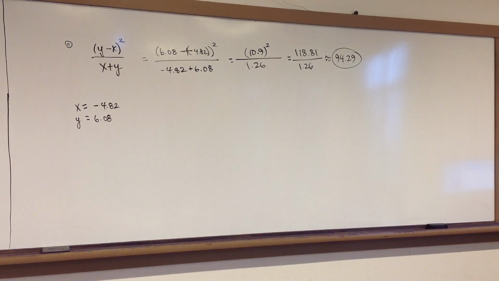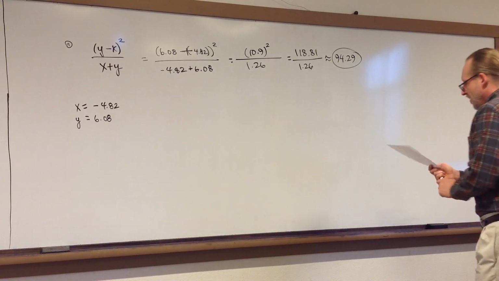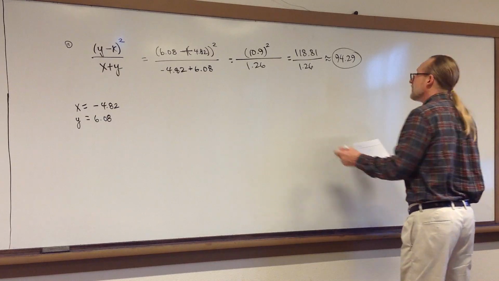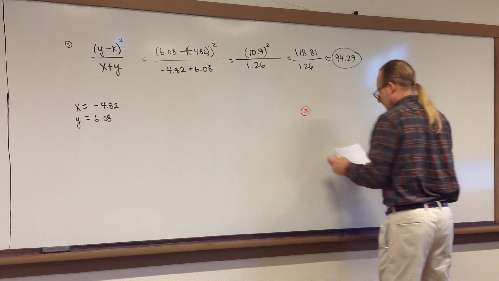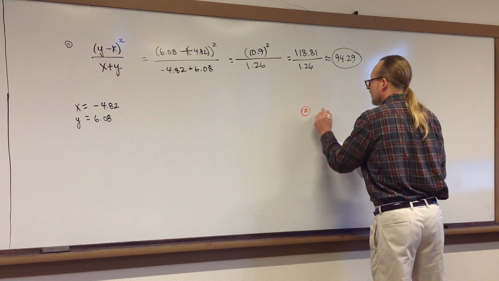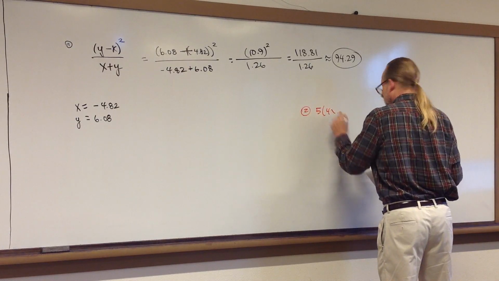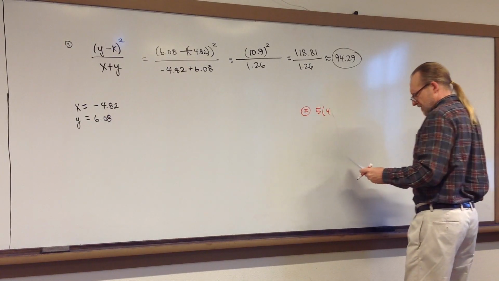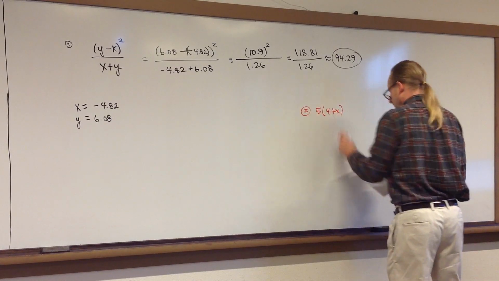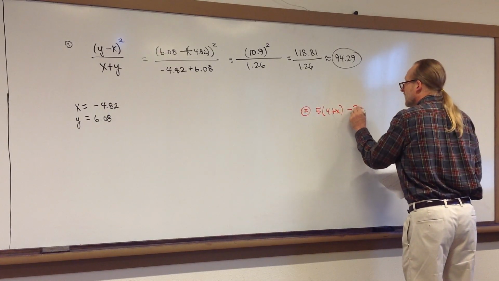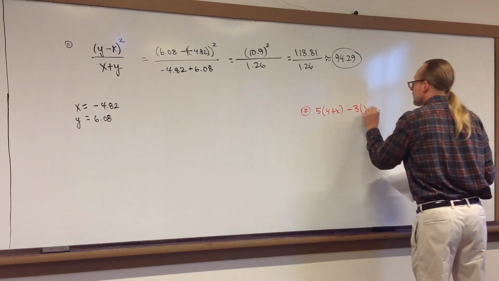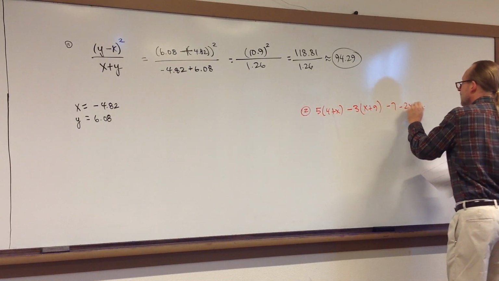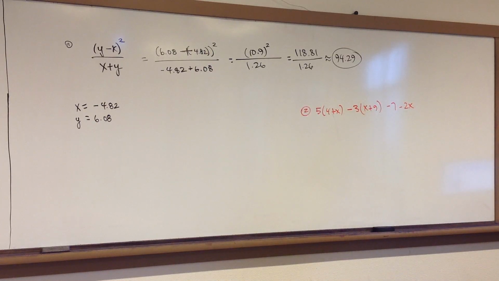Problem 2 is a simplifying problem. Notice there's no equal signs in problem 2. It's not an equation. We're not solving for anything. What we want to do is simplify the expression. So we start out 5 times parentheses 4 plus x, and then minus 3 times parentheses x plus 9, and then minus 7 and minus 2x on the end there.